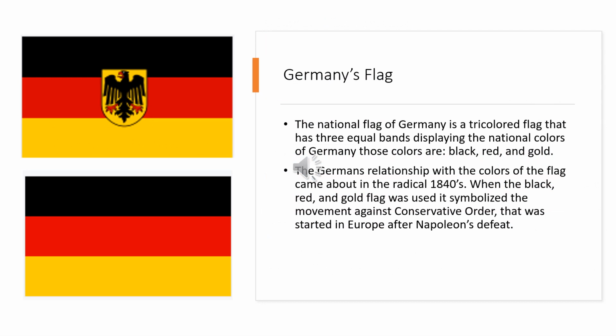Let's talk about Germany's flag. The national flag of Germany is a tricolored flag that has three equal bands displaying the national colors of Germany. Those colors are black, red, and gold. The Germans' relationship with the colors of the flag came about in the radical 1840s. When the black, red, and gold flag was used, it symbolized the movement against conservative order that was started in Europe after Napoleon's defeat.